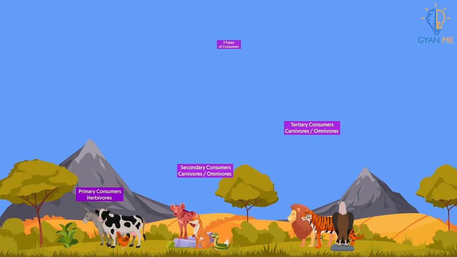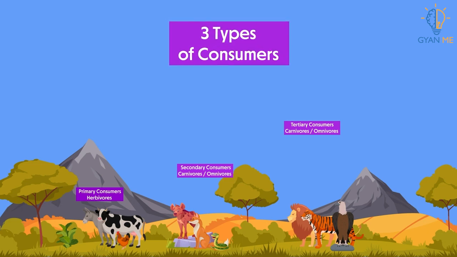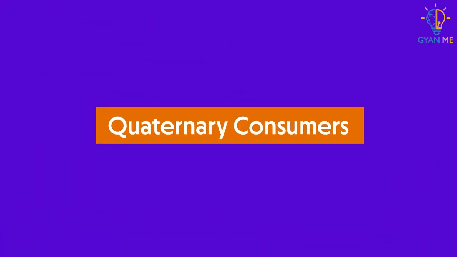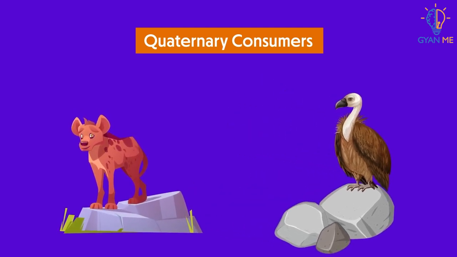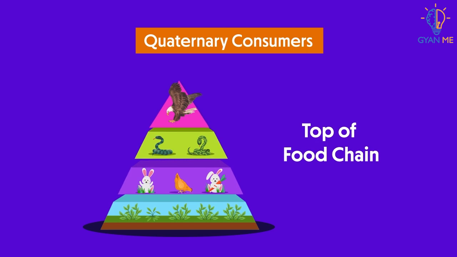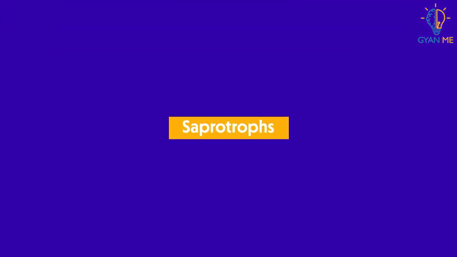Now students, generally, there are 3 types of consumers only in most of the food chains, but in some food chains, the quaternary consumers also exist. Quaternary consumers are the organisms that depend on tertiary consumers for the food. Furthermore, they are usually at the top of food chain, as they have no natural predators and thus are called as top-order carnivores. With this, let us move to the third biotic community, which are known as saprotrophs.